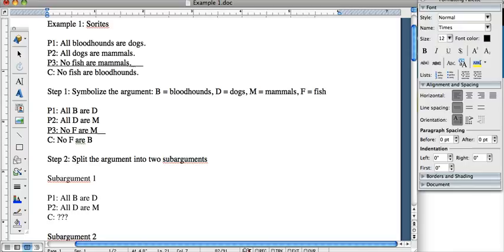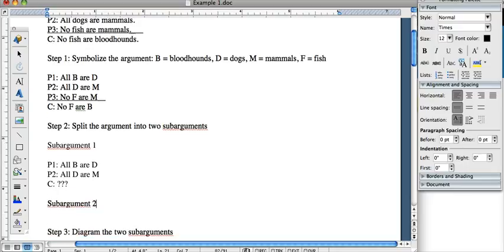I mean, we could just make up something. We could be like, well, I'm going to say it's all B or M. Because if there's no conclusion that follows validly from the premises, then really any conclusion is as good as another. But I just find it easier to start with one that's valid to begin with.